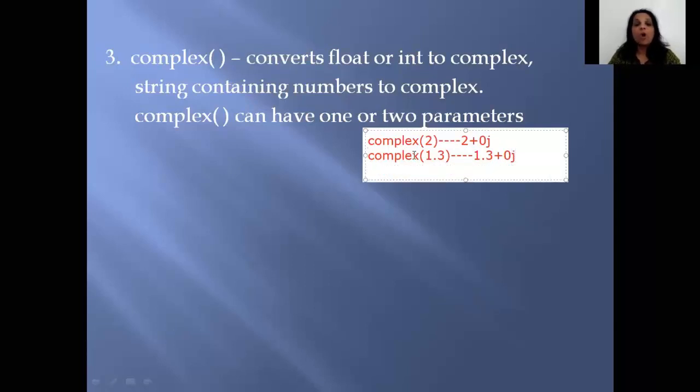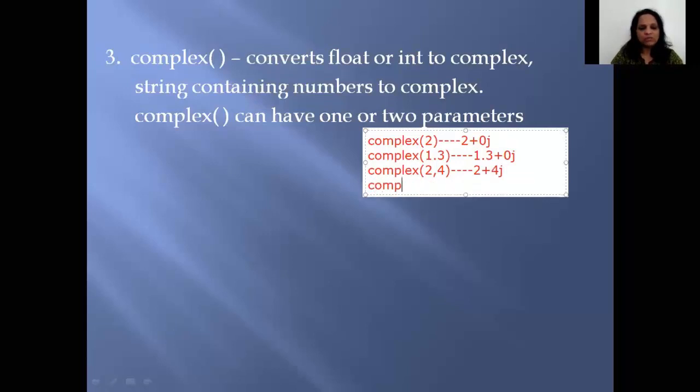Okay, this complex function also takes two parameters. If you write 2, 4, what does it mean? What complex number does it convert it to? 2 plus 4j. Similarly, if you used a floating point number, I could even use mixed, okay? Like for example, I say 1.5, 2. What would this mean? What kind of a complex number am I generating? 1.5 plus 2.0j. Is that clear?